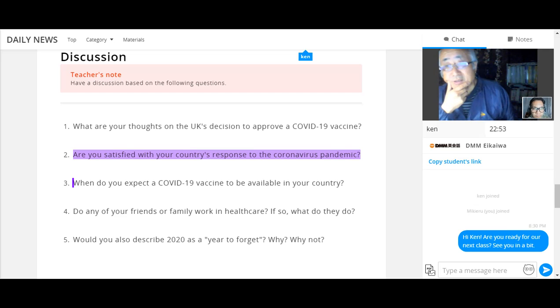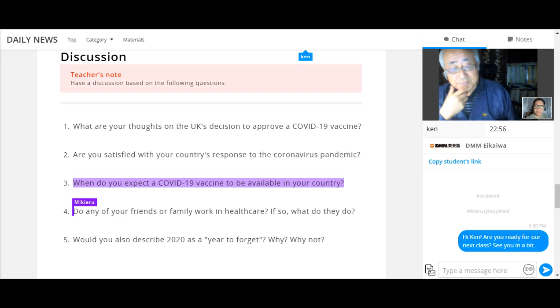Exactly. So when do you expect a COVID-19 vaccine to be available in your country? The Japanese government has signed a contract with the drug manufacturer Pfizer to import it at the beginning of next year. That's why the new vaccine will be available in the beginning of next year.